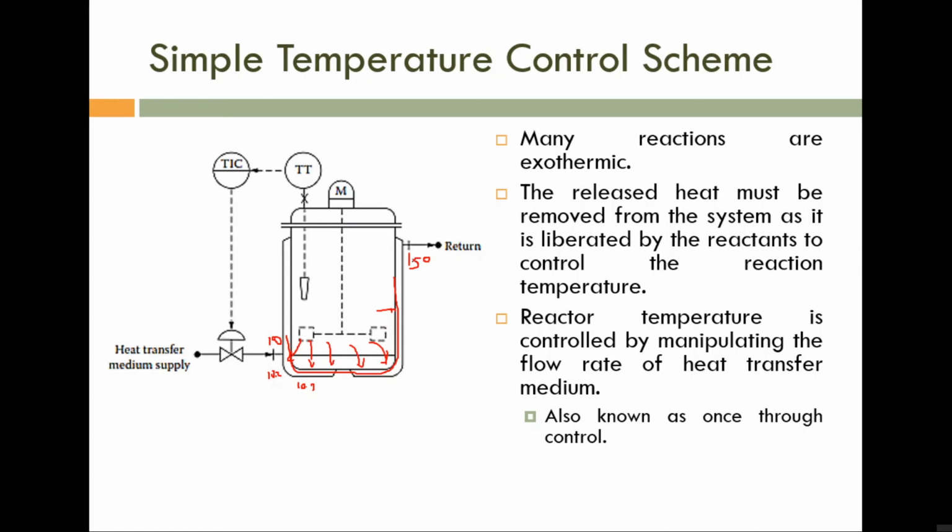But what is happening here? Here it is 15 degrees. This means this temperature is not sufficient to maintain the reactor temperature at the required value. Even if this 10 is sufficient, this 15 is not sufficient. This is known as temperature gradient: the variation of temperature with respect to the movement of the heat transfer medium.